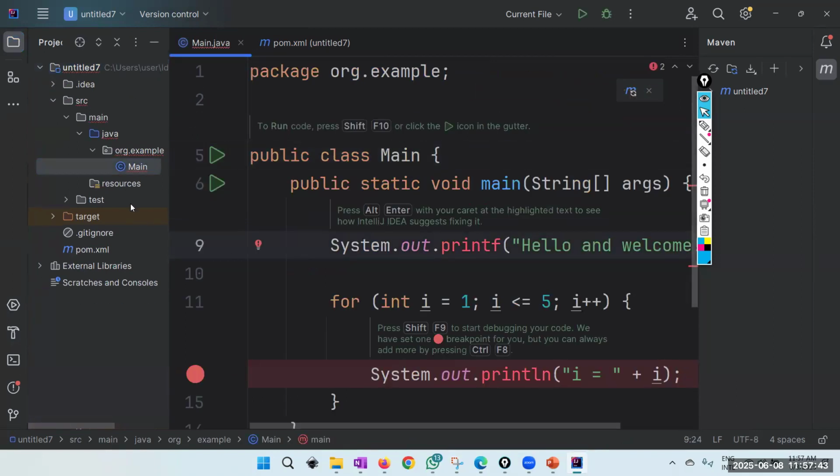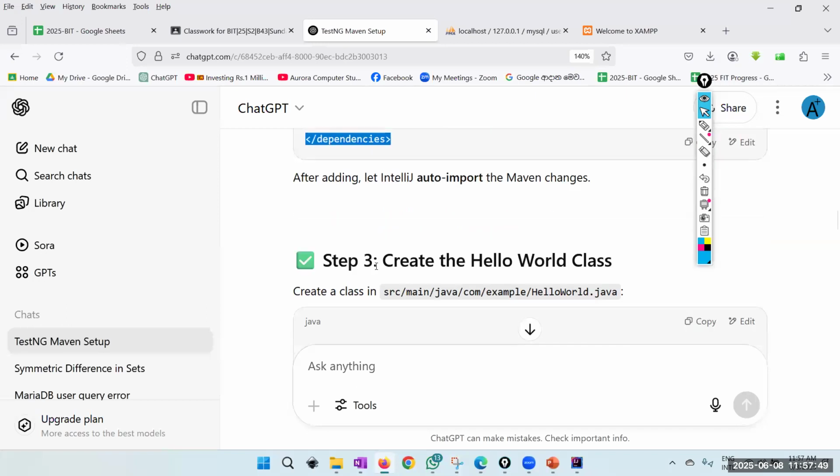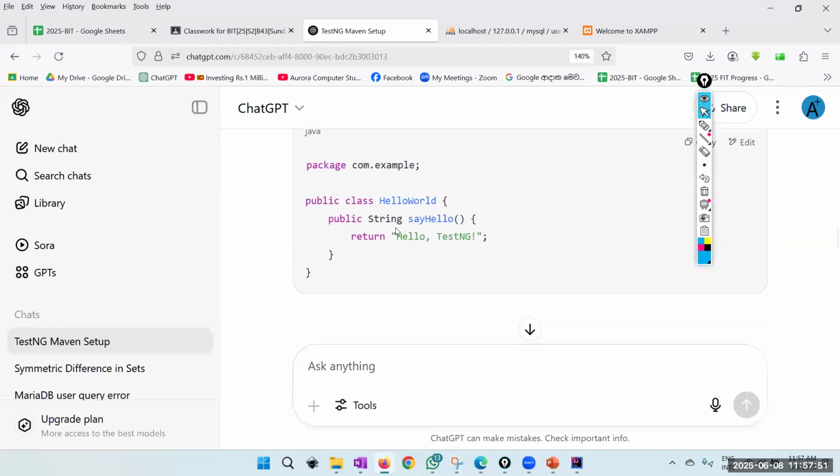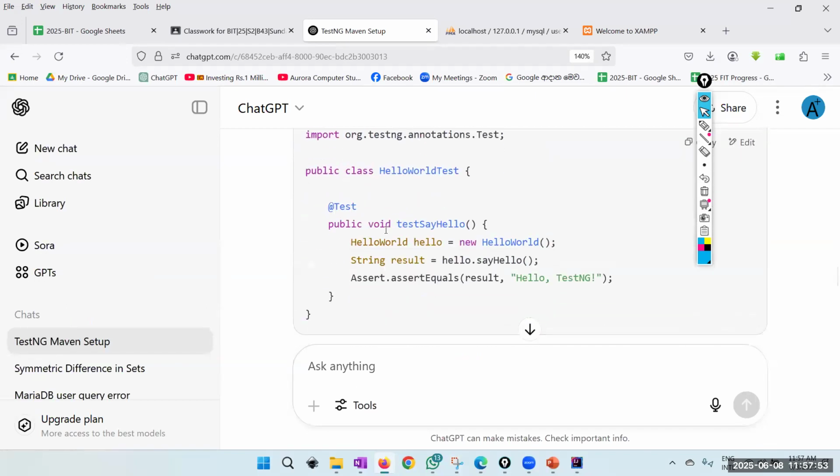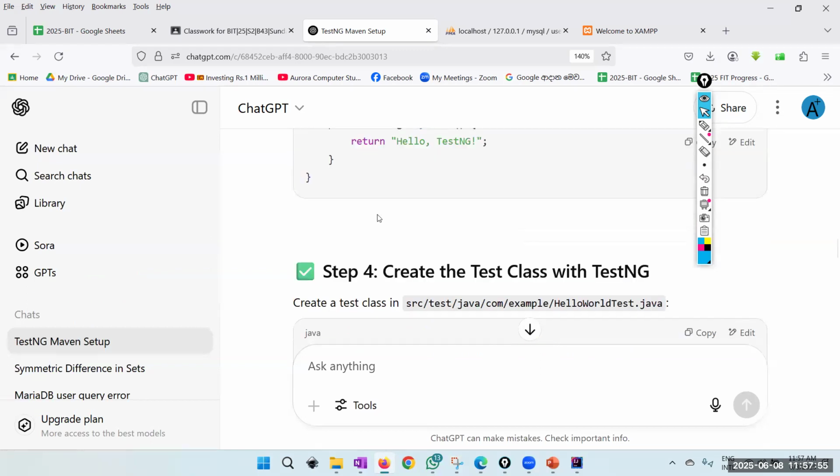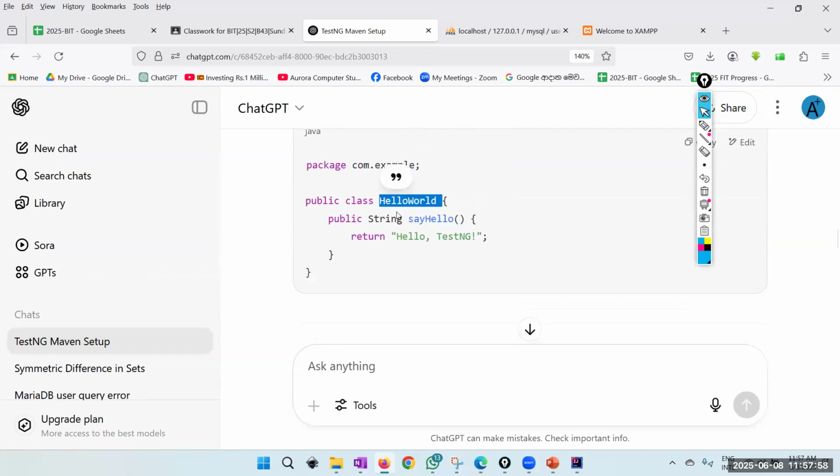Right, so I think it has created a class, no? Right, so this is a class, and now you can create your test case. Okay, so let's create this class, HelloWorld.